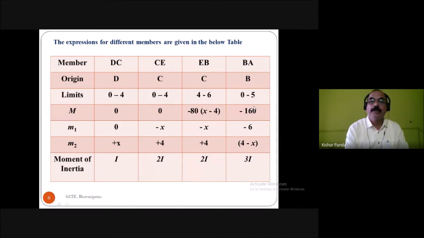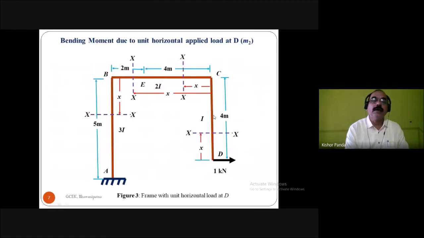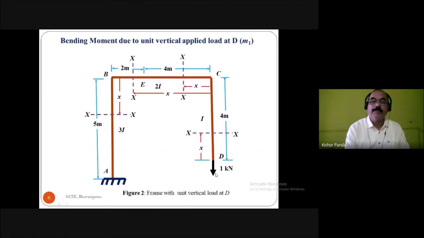Next you have to find the vertical deflection at the point D. You have to apply a unit vertical force at the point D, that is, a force of 1 kilonewton, and due to this force find the moment in all the members: between C and D, between E and C, between B and E, and between A and B, due to the unit vertical load.